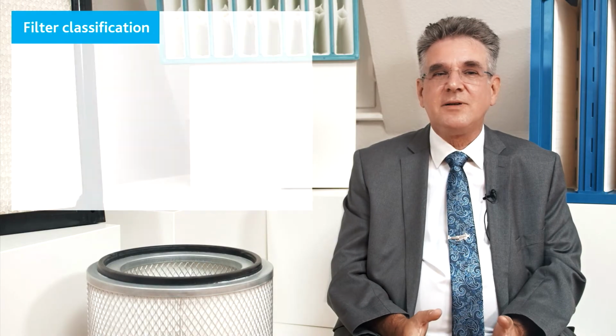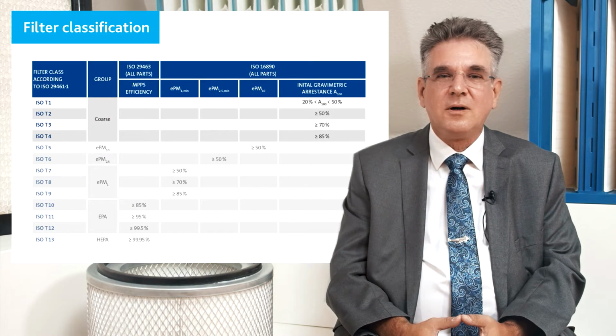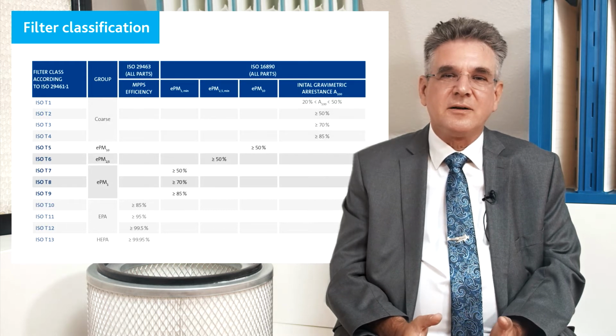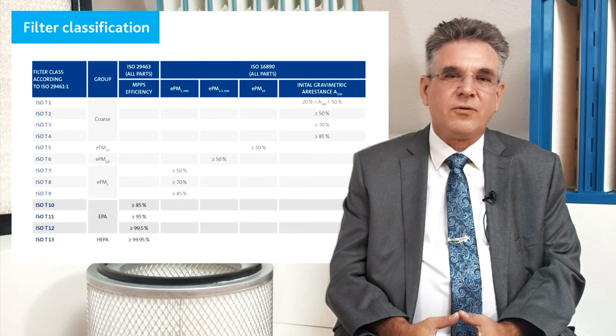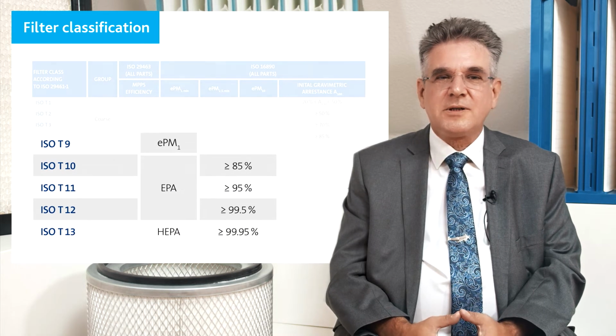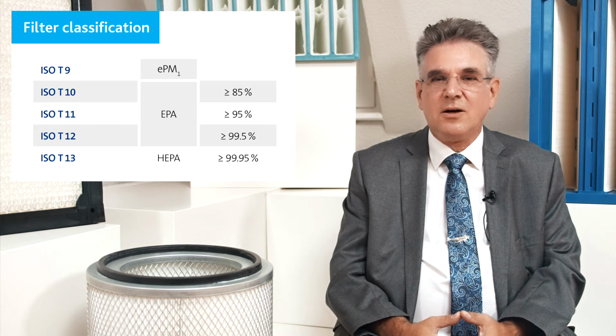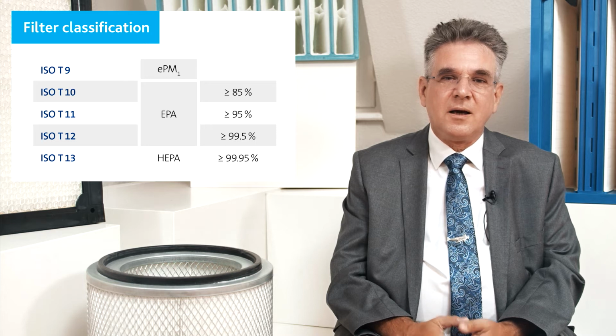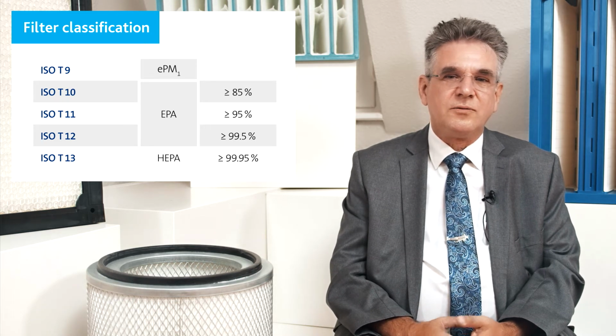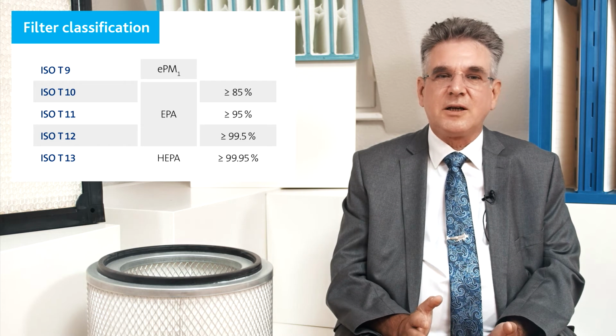Part 1 of ISO 29461 introduces a new classification system which defines filter classes T1 to T4 for coarse dust filters, T5 to T9 for fine dust filters, and T10 to T13 for EPA and HEPA filters. As the new procedures are based on the methodology of ISO 16890 for coarse and fine dust filters and ISO 29463 for EPA and HEPA filters, the new classification system builds the optimal bridge between these two standards.